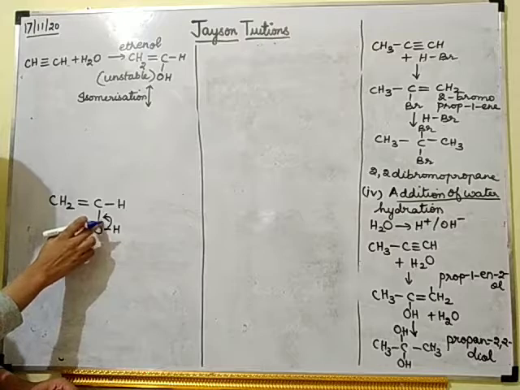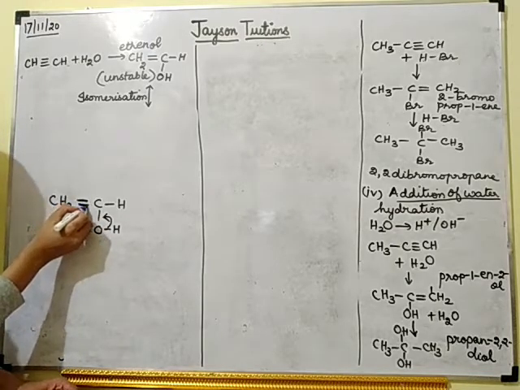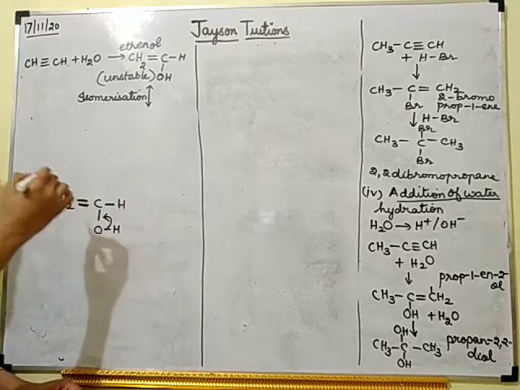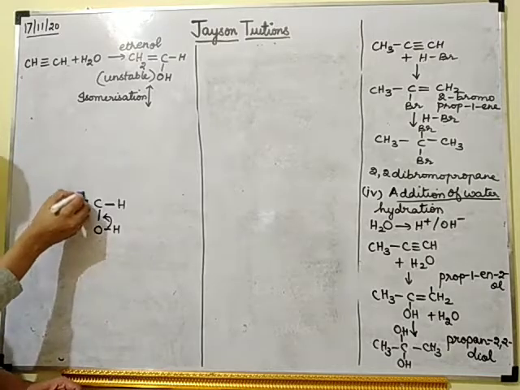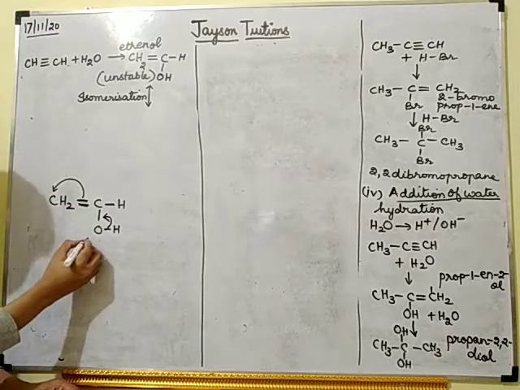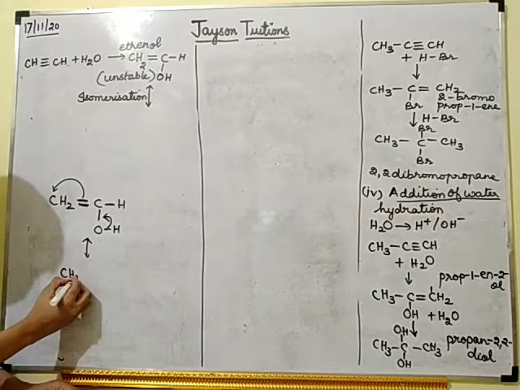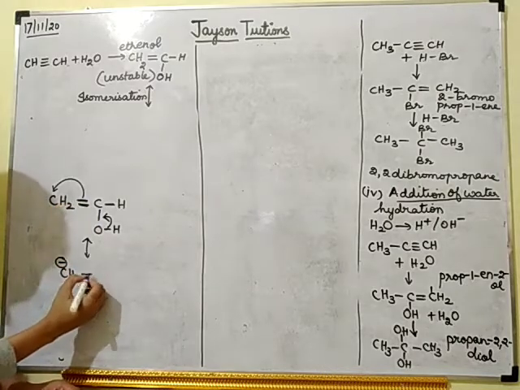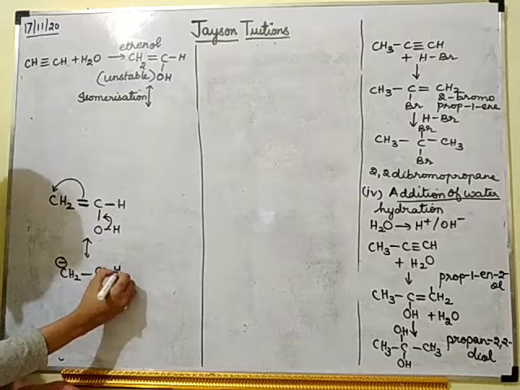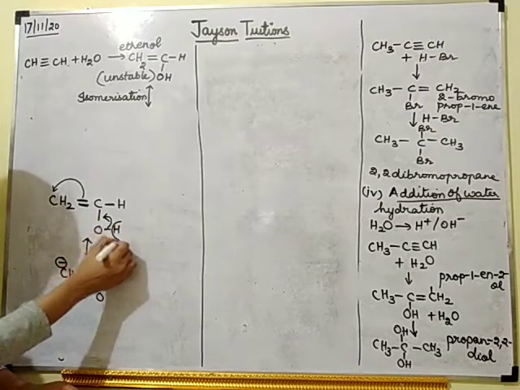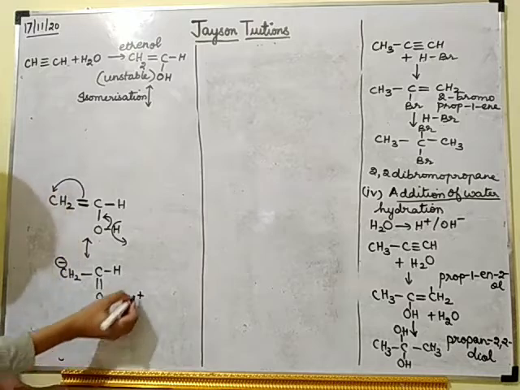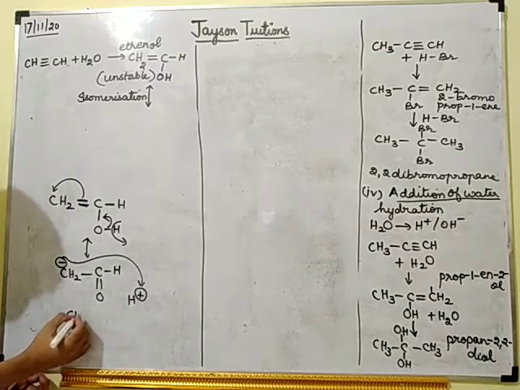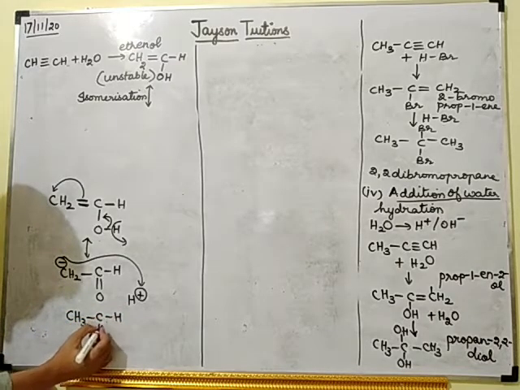If this bond goes here, what will happen? The carbon already has 2, 3, 4 bonds. If this comes here, it will become 5 bonds. But carbon can have a maximum of only 4 bonds. So this bond will shift here, on top of CH2. So I will be getting a minus charge. The double bond will change into a single bond, CH double bond O, and hydrogen will go outside as H plus. So this plus charge will be attracted by this minus charge, and I will get CH3 CH double bond O.